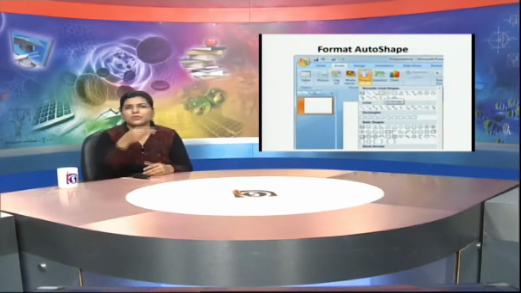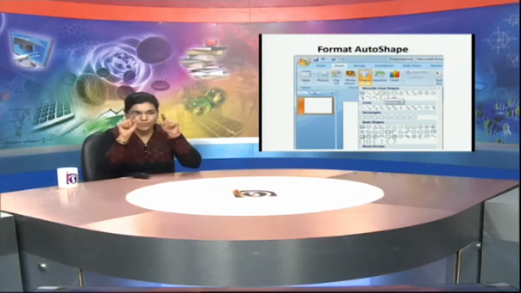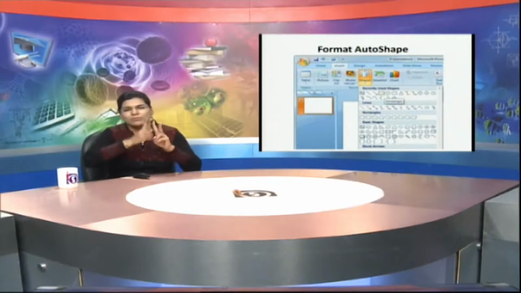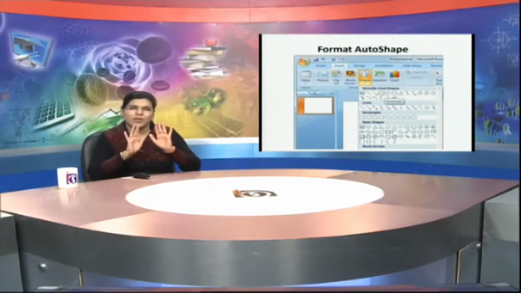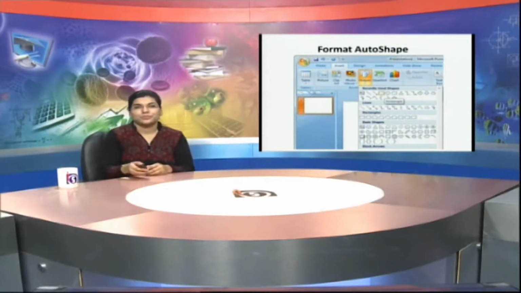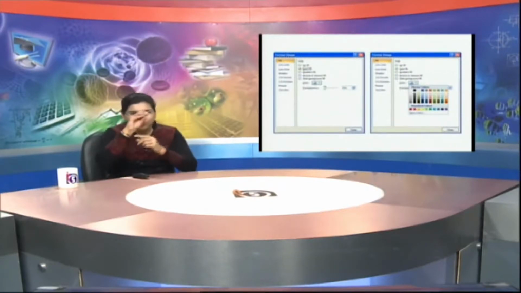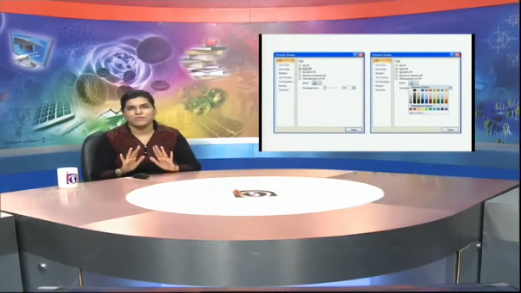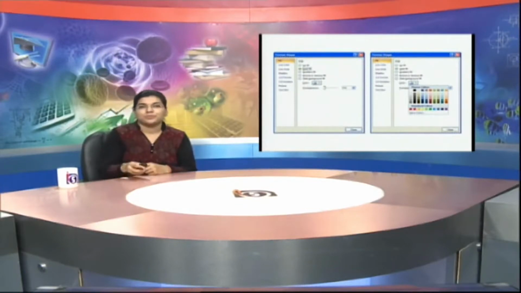So you see in the slide, this is format auto shape. Whatever shape you want, maybe an oval shape, rectangular, square, cloud, moon, sun, triangle, arrow, line. You can select the shape. And in format shape, after selecting it, you can add colors to it, make it 3D looking. You can add text box to it. You can add line style, line color, shadow, everything to it.